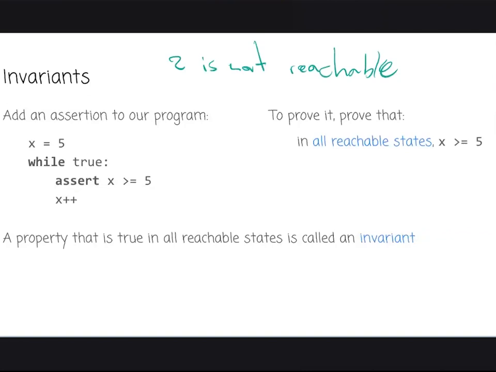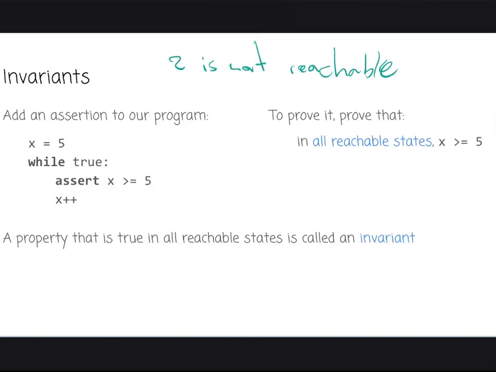Now, we are going to insert this assert statement as the first line inside the loop in our program. And really what this assert statement is asking us to prove here is to show that this variable x is never smaller than its initial state. In other words, there are no reachable states where this variable is smaller than its initial value, which is 5.